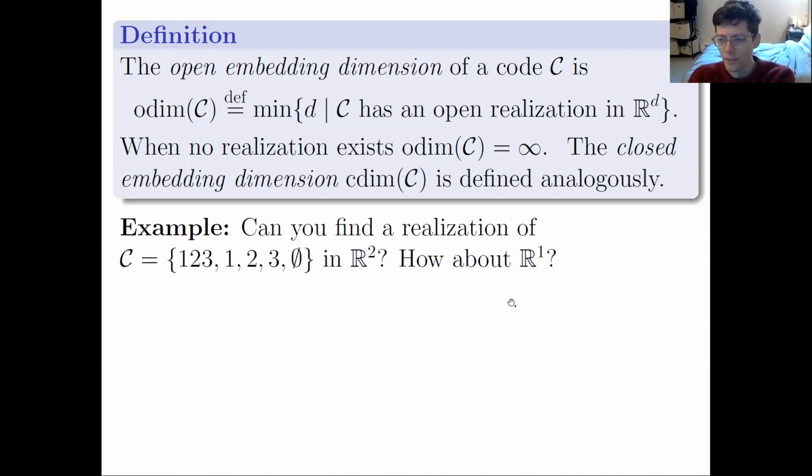And now at this point, I'm going to ask for some audience participation. This goes differently in different audiences, but I'll try it. Here's a code. It's a different code than the one we've been looking at. And I'm going to ask you a question, which is, can you find me a realization, open or closed, whatever you feel like, in R2? And then how about in R1? So I'll give folks a second to think about that. And if somebody feels like they can draw this code in R2, maybe tell me and describe what you would draw.